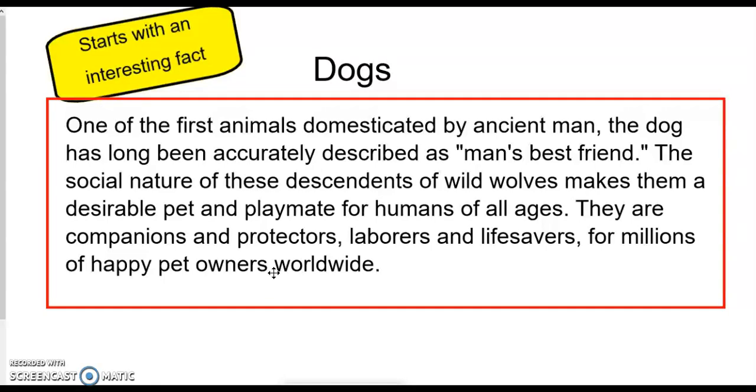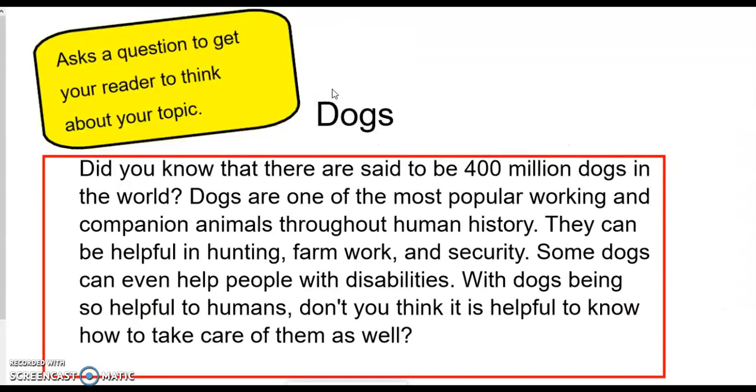So, in this one, they've started off with giving us some interesting facts about dogs. We know that's captured our attention, and we know that we're going to be reading about dogs. In our last example of the introduction paragraph, the writer asks a question to get the reader to start thinking about the topic. Here again, we're talking about dogs.